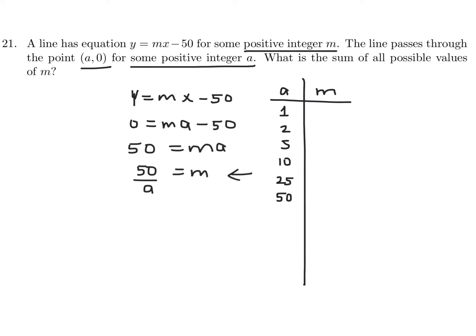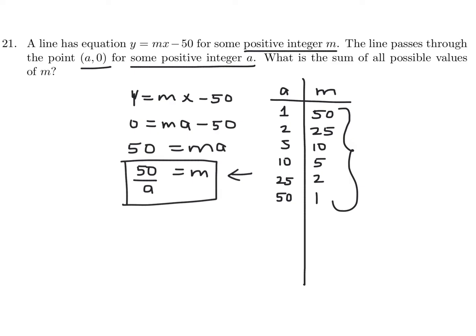Okay, so for each of these, a very simple calculation, calculate m. So it's going to be 50, 25, 10, 5, 2, and 1. And then they want you to find the sum, so add up those. So we got 75, 85, 90, 93. And that is the answer to this question.